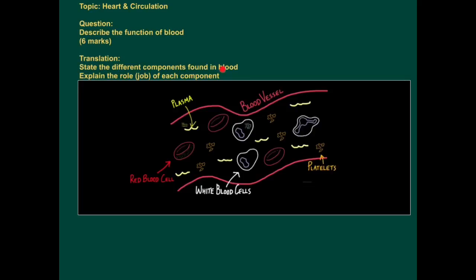State the different components found in blood, of which there are 4: blood plasma, red blood cells, white blood cells and platelets, and explain the role or job of each component. It's biology at its most basic. Say a part and explain what it does.